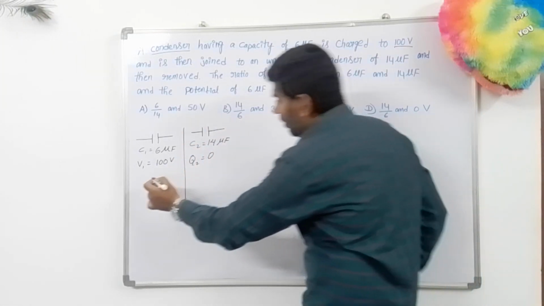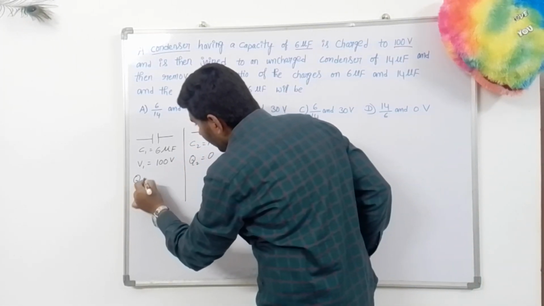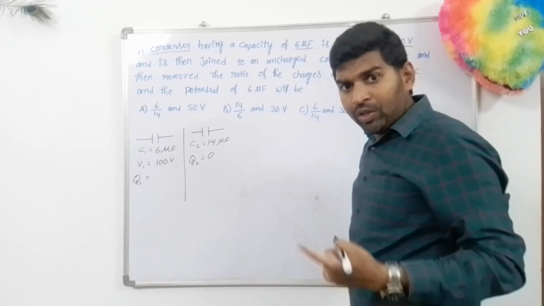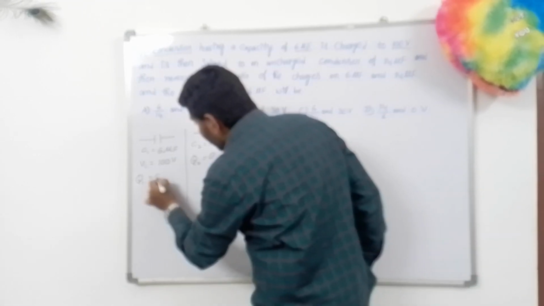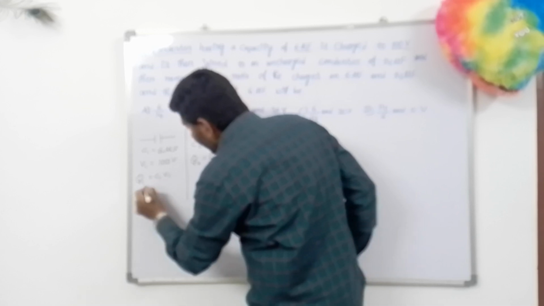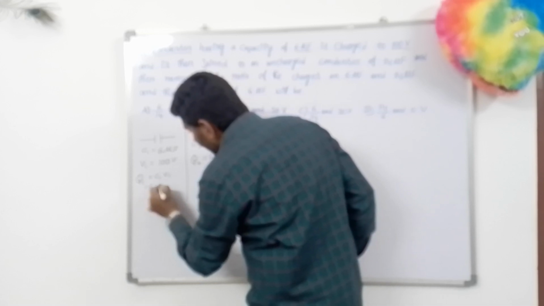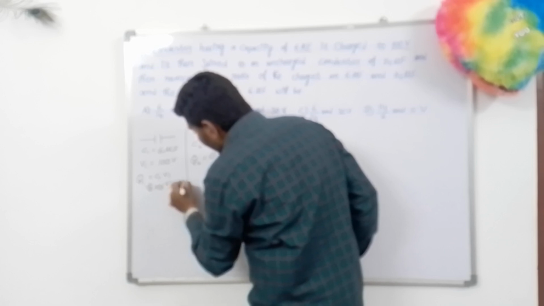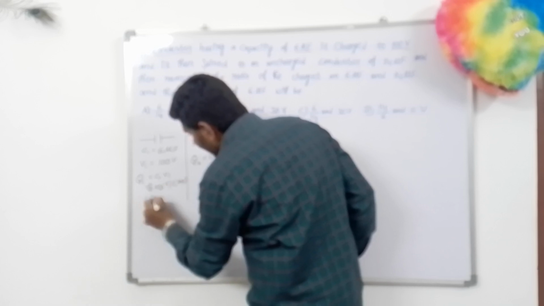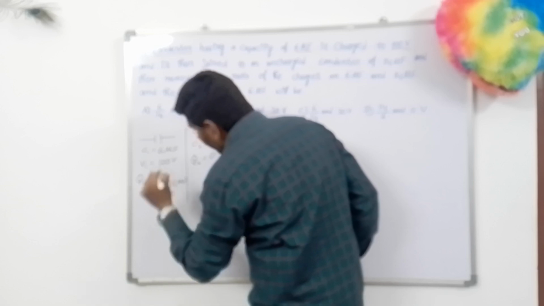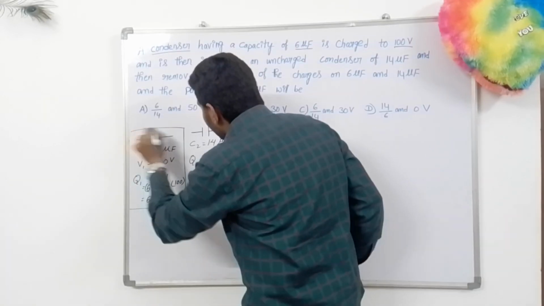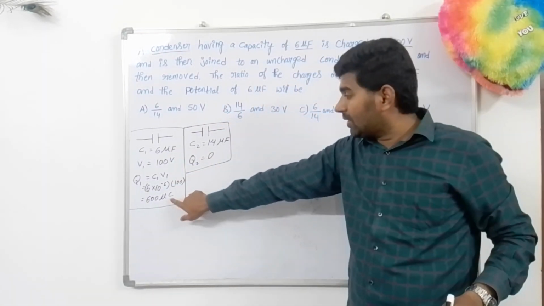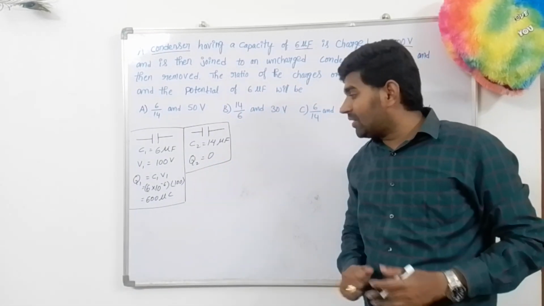Coming to this one, here the charge Q1 is equal to, you already know that Q is equal to what, the formula? C into V. Q1 is equal to C1 into V1. What is the C1 here? 6 into micro means 10 to the power of minus 6 multiplied by 100. What I got? 600 microcoulombs. It is clear? This is the first capacitor charge. This is the second capacitor charge.